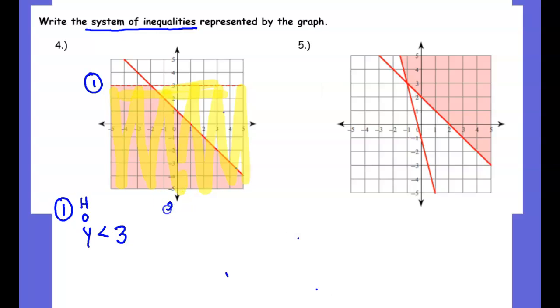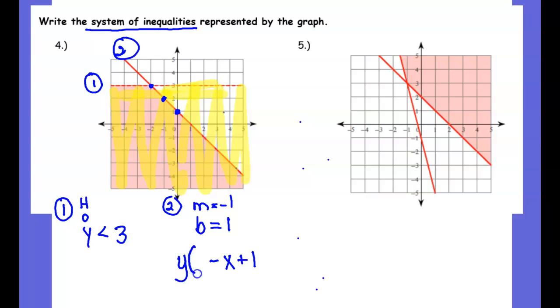Now I'll look at the second inequality. All right, let's look at this line right here. I like to first identify my y-intercept. My y-intercept is right here, where it crosses the y-axis, and my y-intercept is 1. My slope, if I go up 1 and to the left 1, is going to be a negative 1. So from here, I set up my inequality. Think of slope-intercept form. So I've got negative x plus 1 because it's negative 1x plus 1. But I've got to figure out what inequality symbol goes in here.